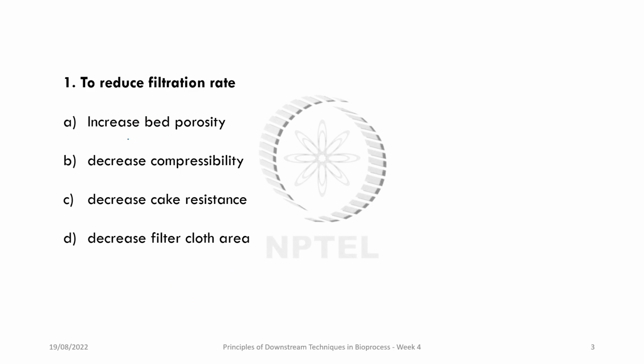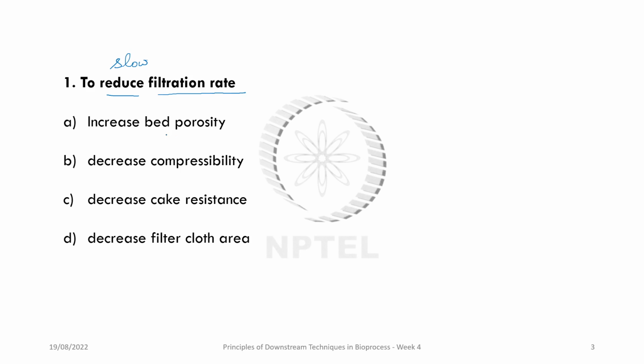All right then. So to reduce filtration rate, or to slow down the process, what would you do? What are the steps that you can do to reduce the speed or the filtration rate? So you're essentially slowing down the process, right?